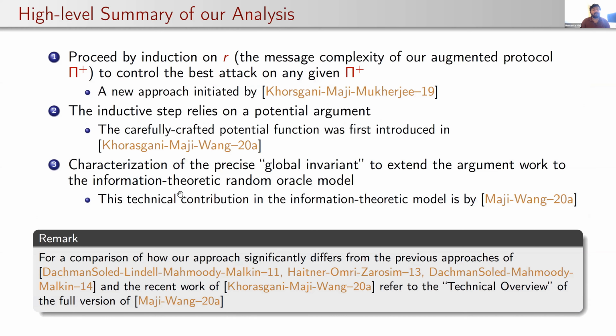So our analysis proceeds at a high level by induction on round complexity. This is a very significant divergence from existing approaches. Our inductive step will use a potential argument, and this potential argument will use a global invariant which is specific to augmented protocols in the random oracle model. Without this global invariant, our attack will not work. So the analysis is extremely subtle.